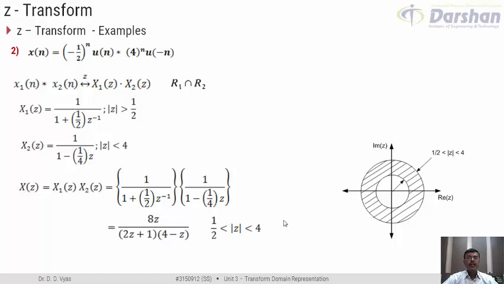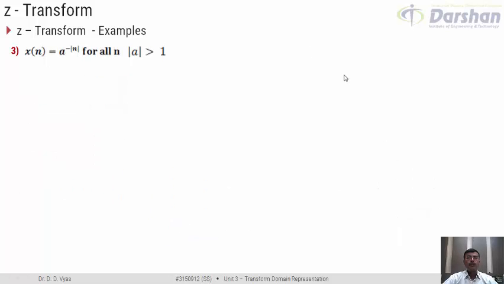If we are through with this, let us try to take one more example in this regard. Let us say we have x of n is equal to a raised to power minus mod n for all n, given that mod a is greater than 1. Understand that x of n is primarily a non-causal signal because it spreads on both sides of n equal to 0.